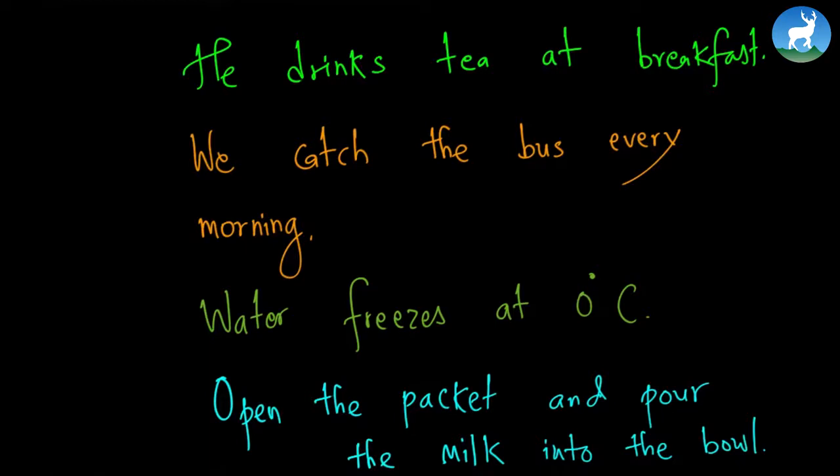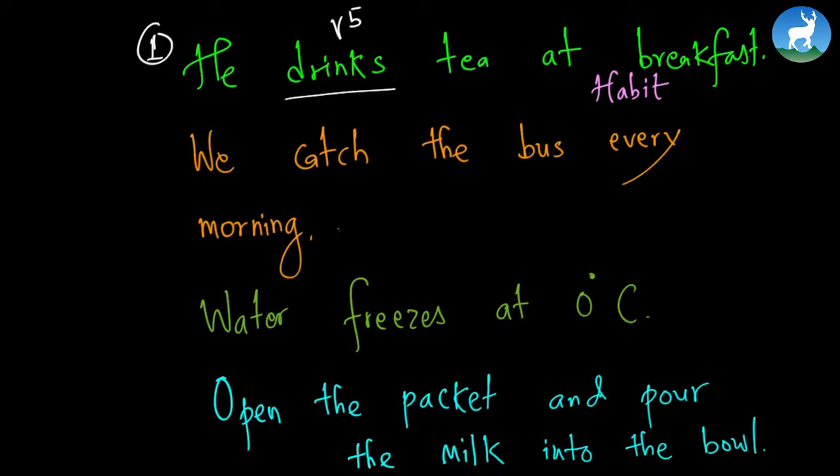So let's study them. The first one is he drinks tea at breakfast. Now, clearly drinks is the simple form of the verb. This sentence denotes somebody's habit. So this is someone who likes to drink tea at breakfast. So that's a habit.